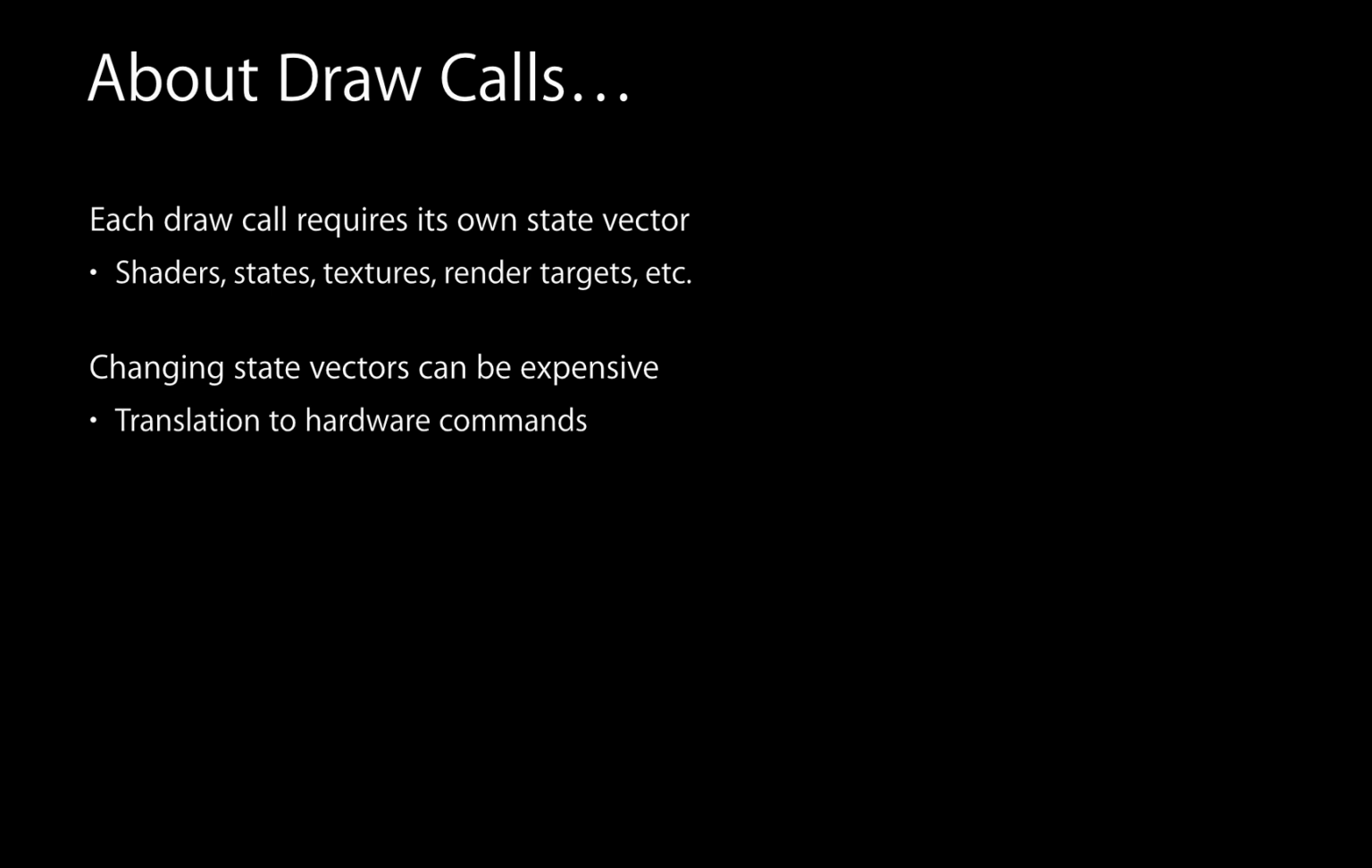This is very important in order to get the effect you're looking for from the GPU. But unfortunately, with previous APIs, changing state vectors can be extremely expensive. You have to translate between the API state and the state that the hardware is going to consume. When I say expensive, I mean not for the GPU, but for the CPU, because it's the CPU that's doing that type of translation.